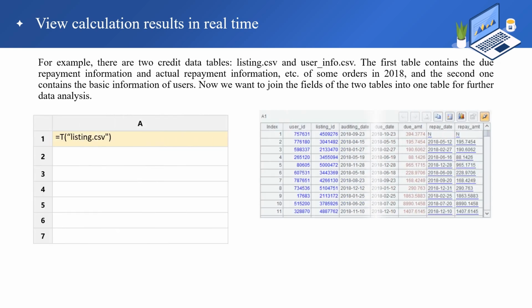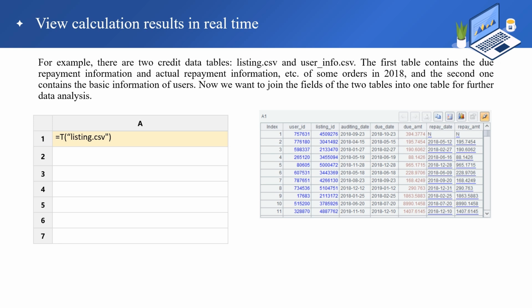First, import the first table, and you will see the data directly on the right. By observation, it can be seen that this table has two ID fields, user ID and listing ID, as well as other fields, including the auditing date, due amount, repayment date, and repayment amount. Among them, the records with the value N in the repayment date and repayment amount fields indicate that the repayment is not made on time.